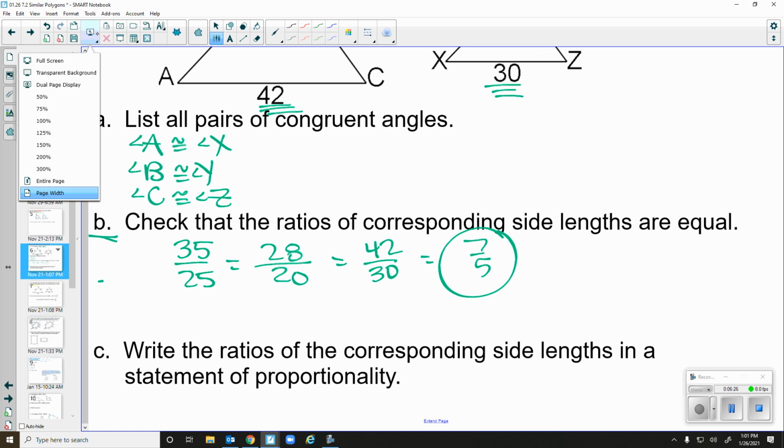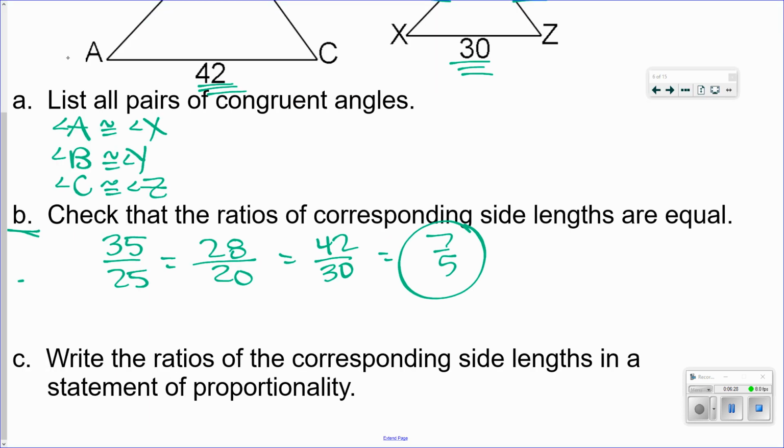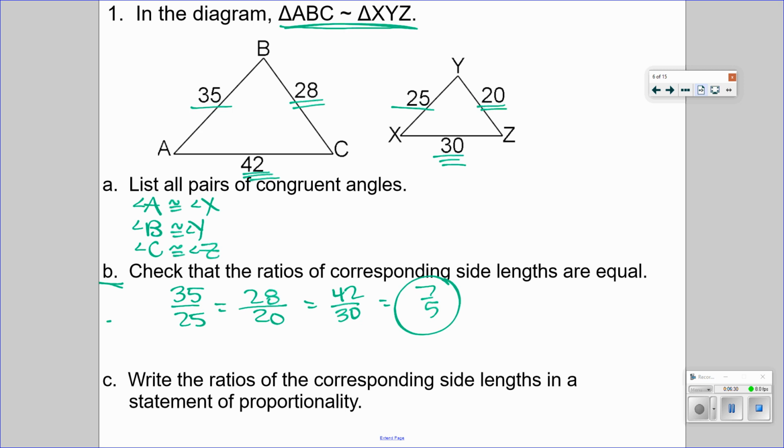Okay, and then for writing your ratios of the corresponding side lengths as a proportionality statement, that is saying that I want you to write those corresponding sides. So AB over XY, BC over YZ, and CA over ZX.